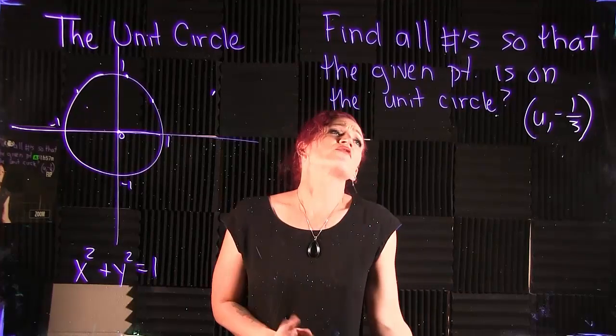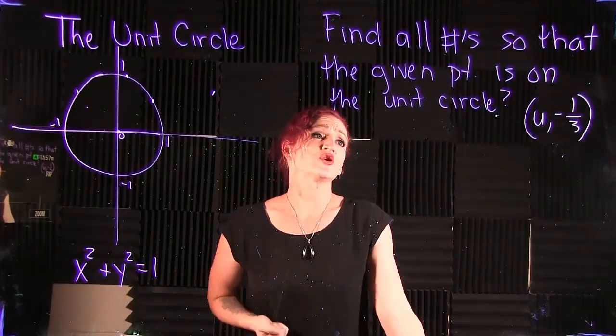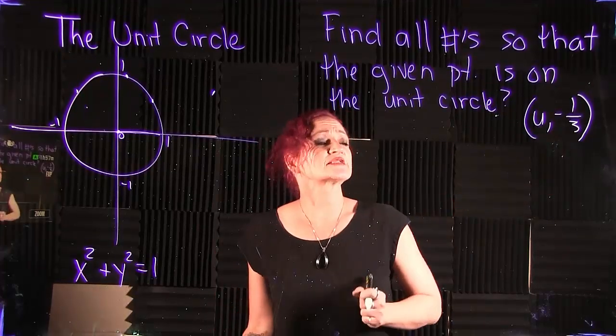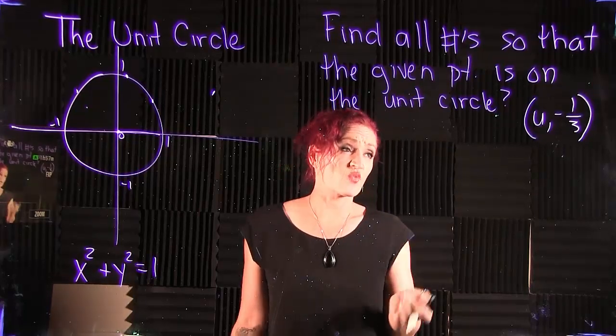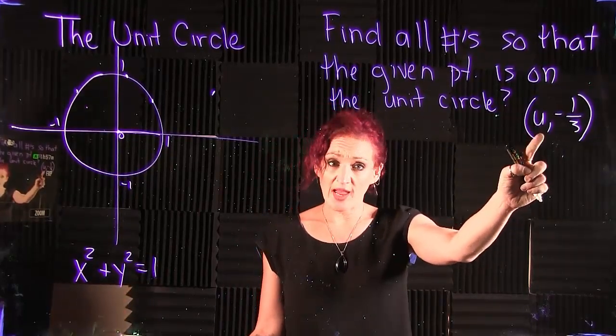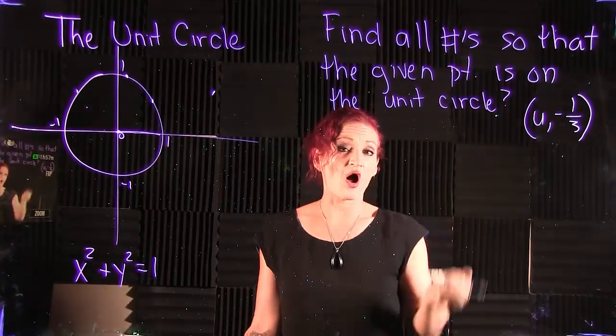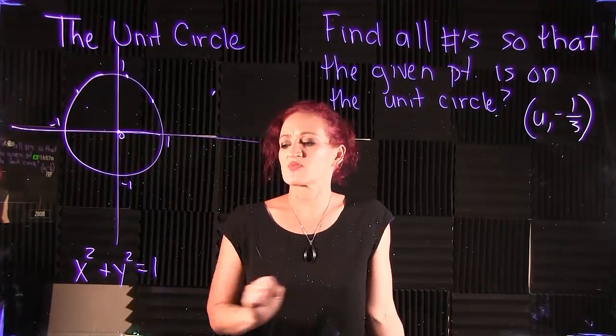What if we need to find the numbers that would make a given point on the unit circle? So like we're given this example here, we're told that our x value is u, our y value is negative 1/3. We need to find what value for u, for our x, would make this point on the given unit circle. So unit circle, once again, x squared plus y squared is equal to 1.